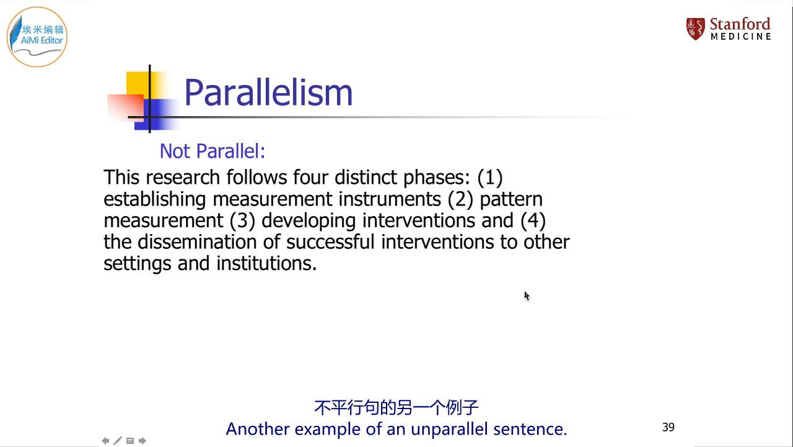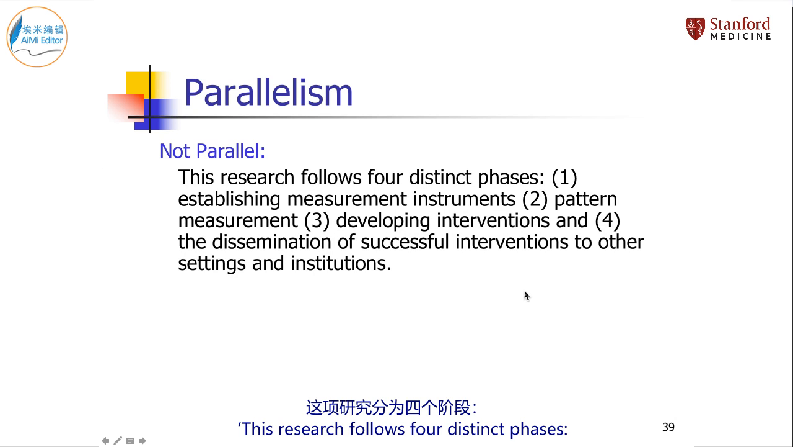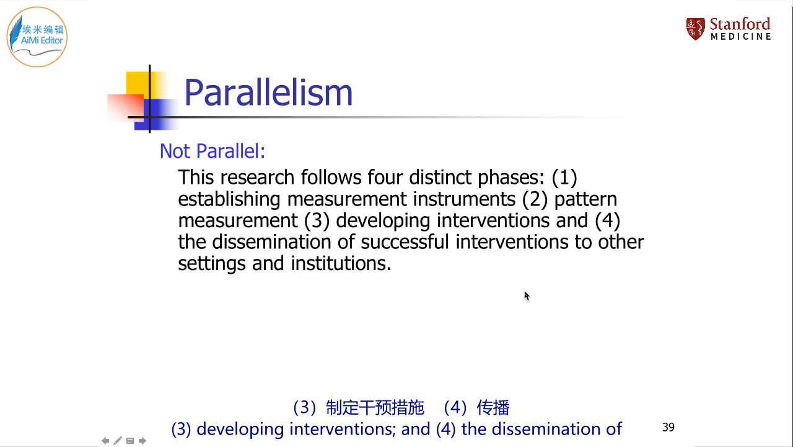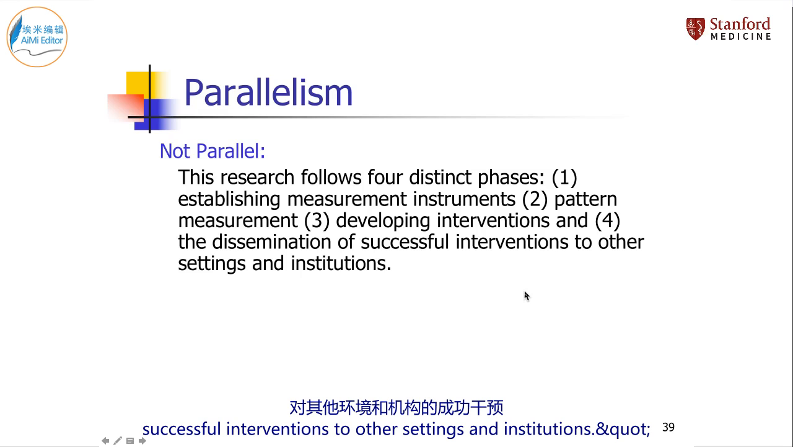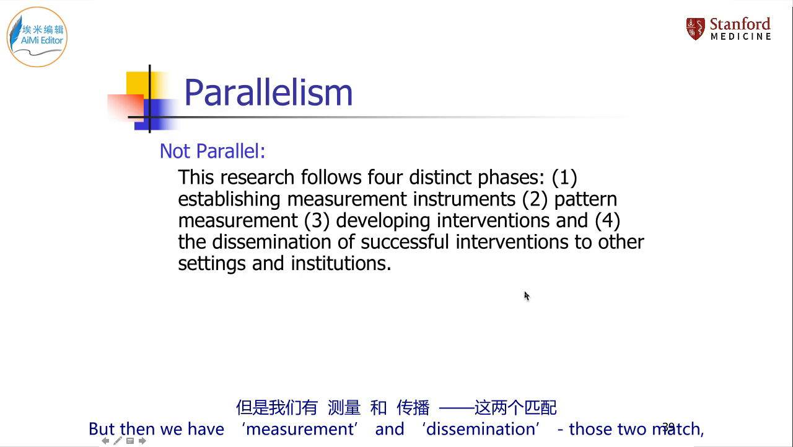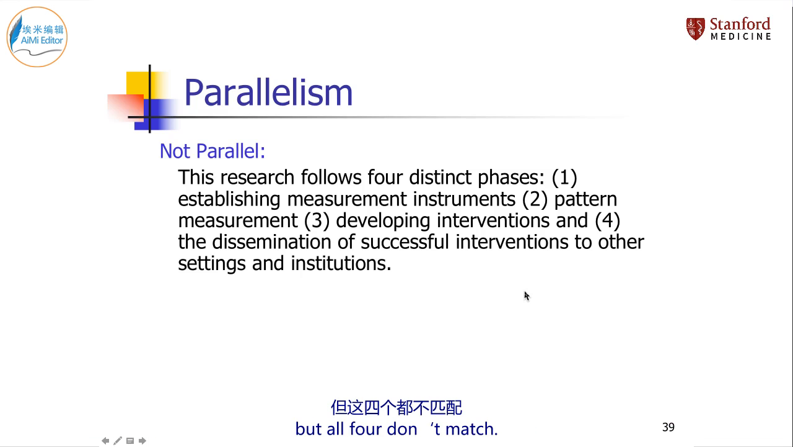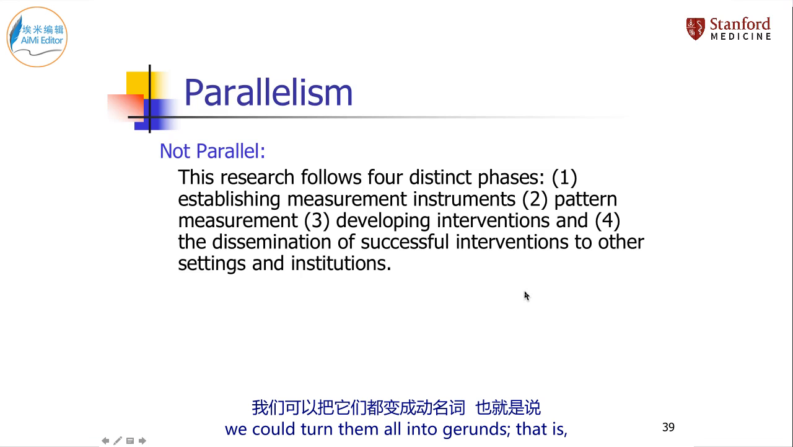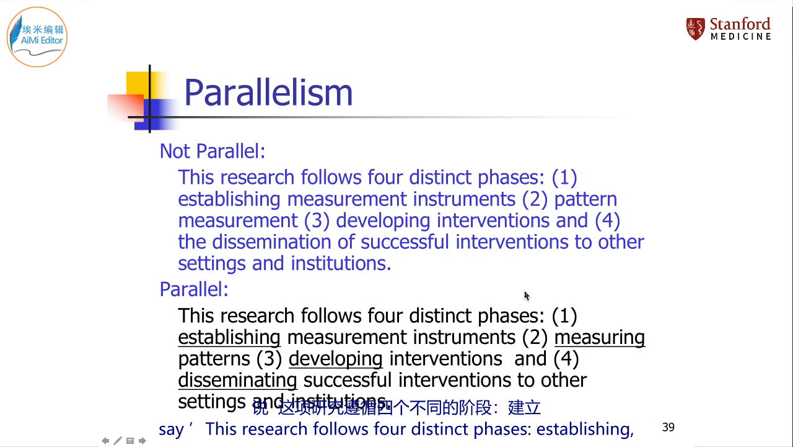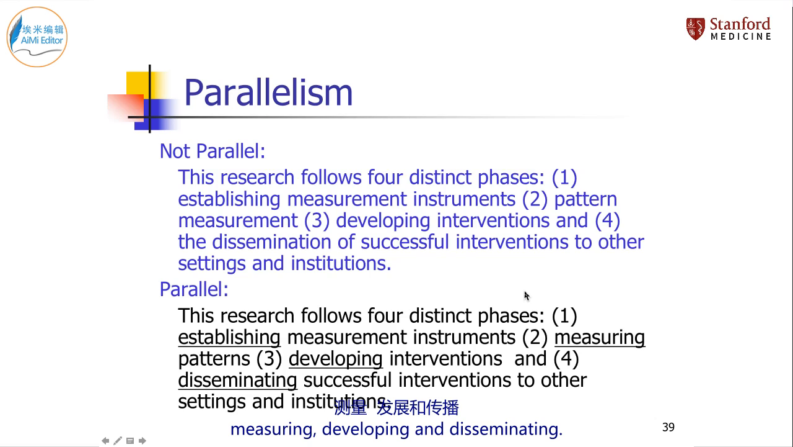All right, another example of an unparallel sentence. This research follows 4 distinct phases. 1, establishing measurement instruments. 2, pattern measurement. 3, developing interventions. And 4, the dissemination of successful interventions to other settings and institutions. Notice we've got establishing and developing, those match. But then we have measurement and dissemination. Those 2 match, but all 4 don't match. To make them all match, we could turn them all into gerunds, that is, words ending in ing. So you could say, this research follows 4 distinct phases: establishing, measuring, developing, and disseminating.